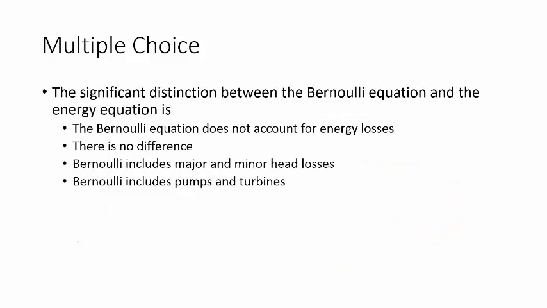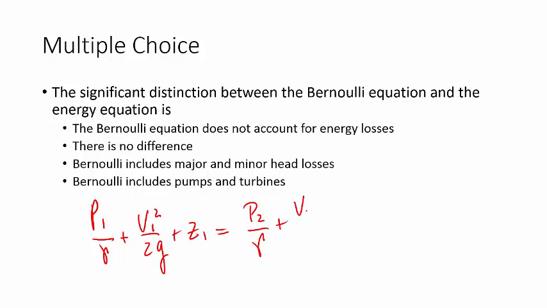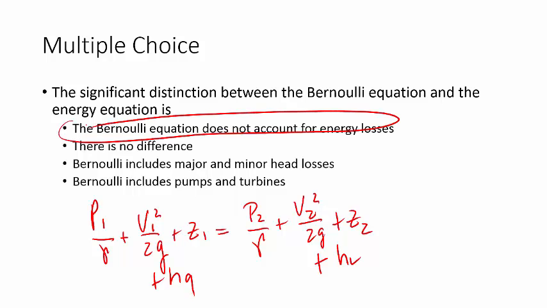The significant distinction between the Bernoulli equation and the energy equation is that the Bernoulli equation does not account for energy losses. There is no difference. Bernoulli includes major and minor head losses. Bernoulli includes pumps and turbines. Well, Bernoulli is this. We have 2 points, and we mentioned this in class. So this is Bernoulli, and Bernoulli does not account for losses. So the Bernoulli equation does not account for energy losses.